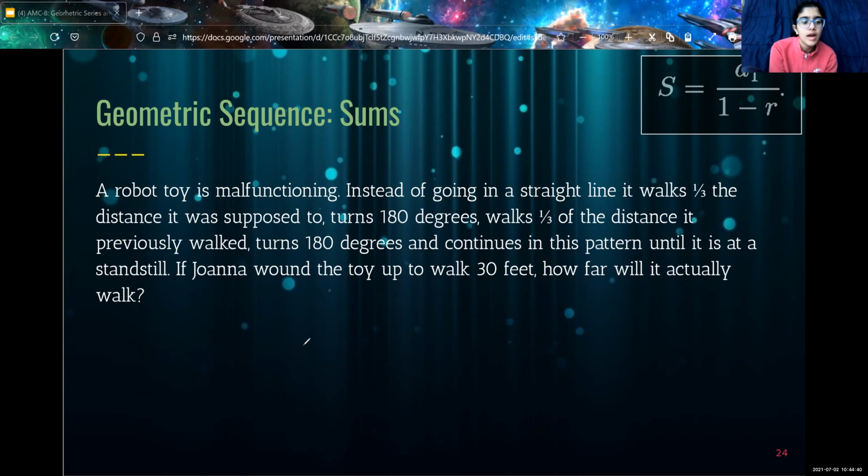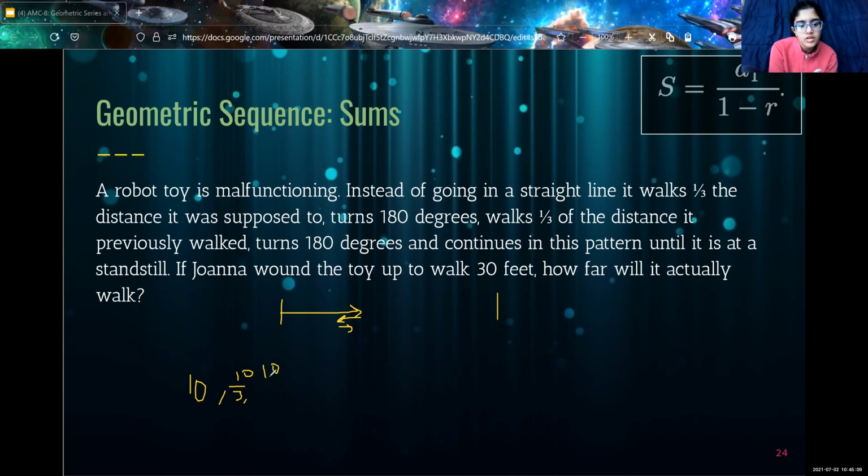First we have to write out a sequence that is the number of feet it walks, right? The first direction it goes, it was supposed to go from here to here. It walks 10 feet, so here, right? Then it walks back, then it walks back, right? So the sequence would be 10, then 10 thirds, 10 ninths, and so on and so forth.